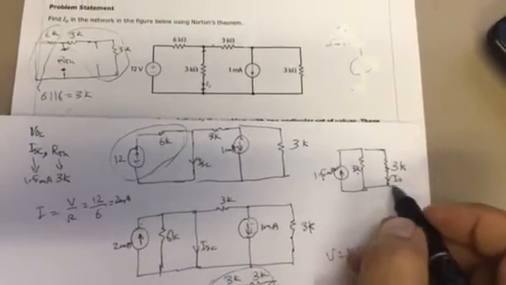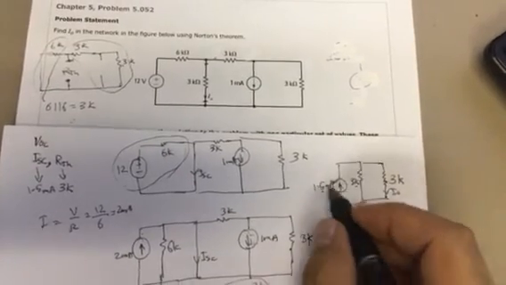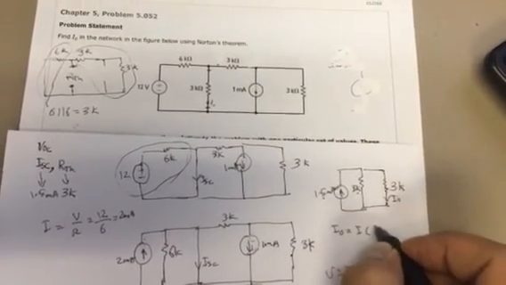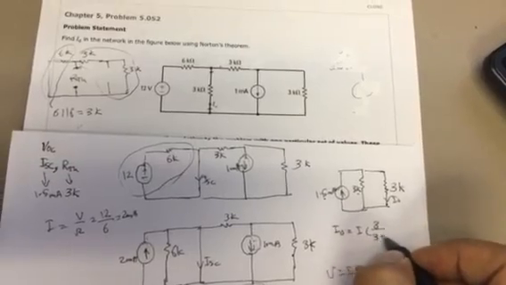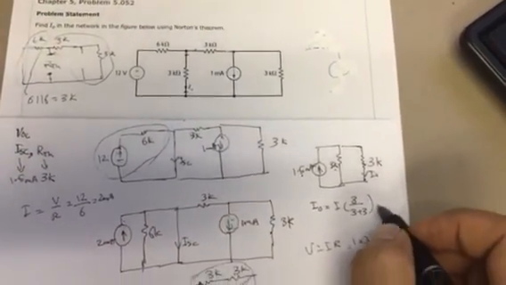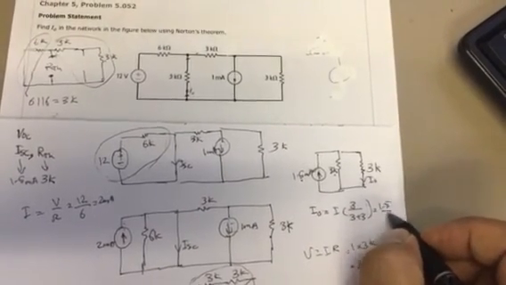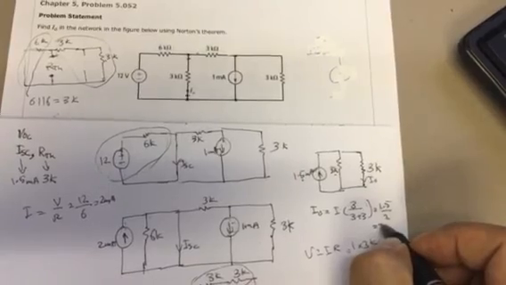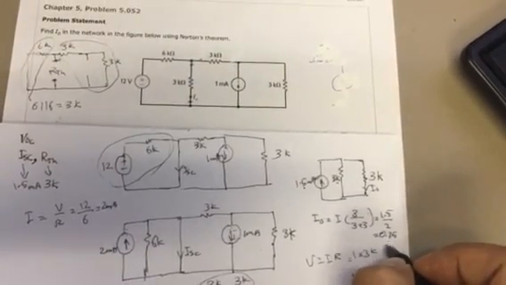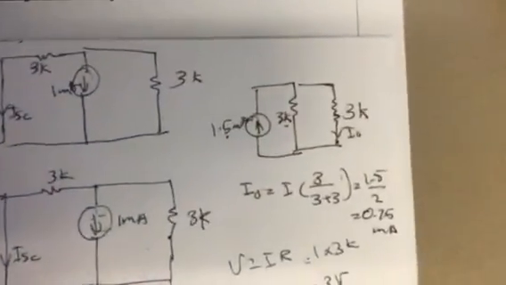So my current that is going to the I0 is I times 3 over 3 plus 3. So this is the current division as we had in parallel circuits. So this is going to be half of the 1.5, which is 1.5 over 2. This is 0.75 milliampere. So this is the final circuit.